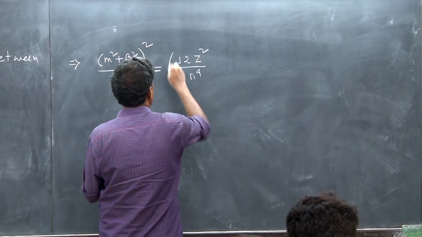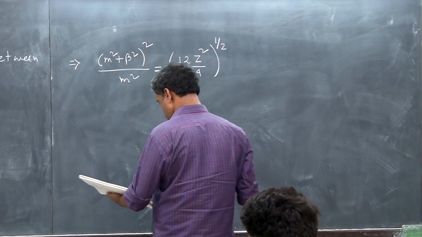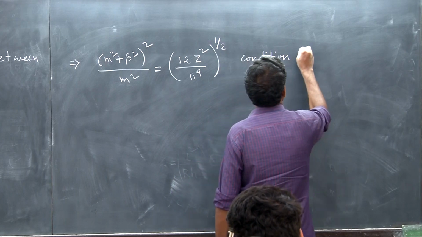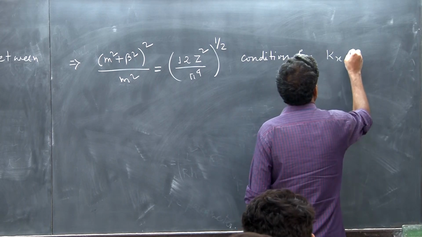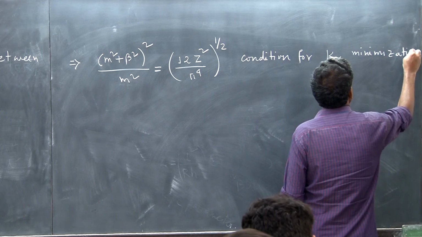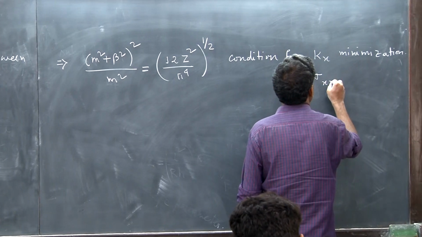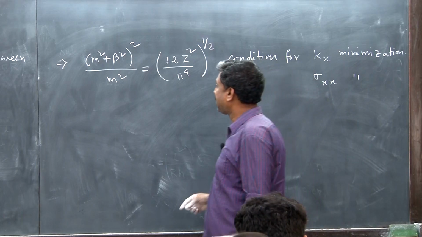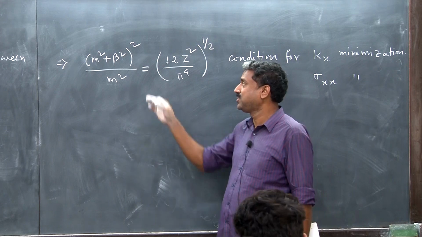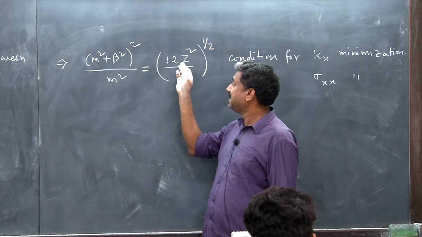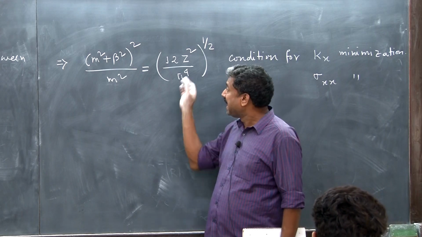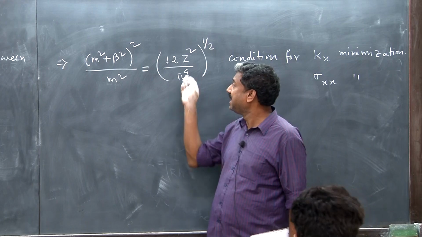pi to the power 4. This is the condition for Kx minimization. And when you are minimizing Kx, it means also sigma x minimization. Okay. So this is the condition. So what we see is that there must be a relationship established between the effective wave number, then the wave numbers associated with the mode shape of buckling, and then the shape parameter of the cell. Right?